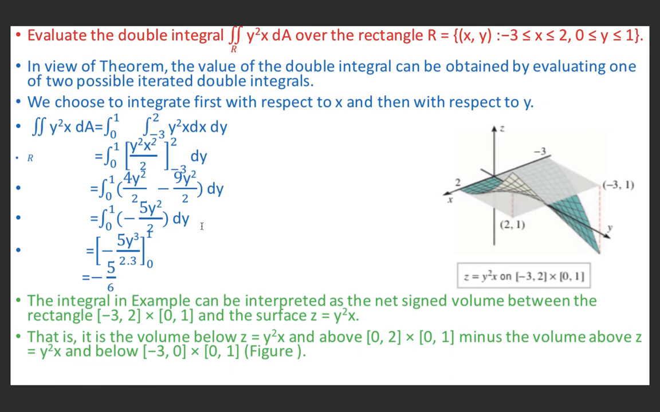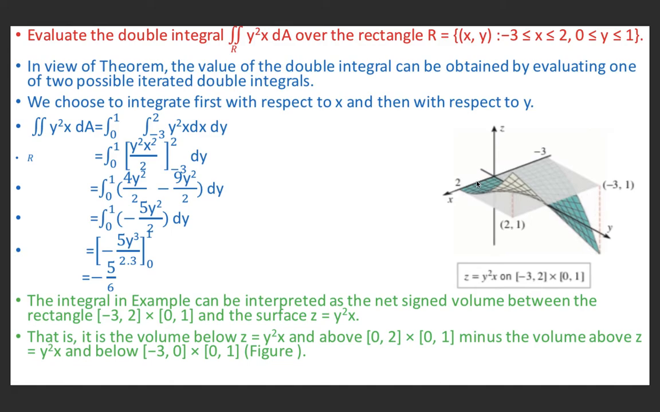So this is the function of y and the limits of integration for y are 0 to 1. If you integrate it with respect to y, it is minus 5 by 2 constant. Integration of y square is y cube upon 3. Limits are from 0 to 1. Substitute the upper limit, so it is minus 5 upon 6. Substitute the lower limit, which is 0. I have skipped the 0 part. So the double integration of y square x is equal to minus 5 upon 6 over the rectangle R. This is the rectangle R.